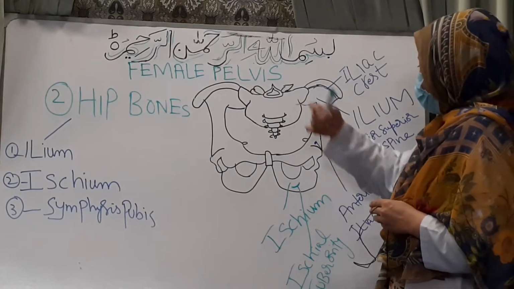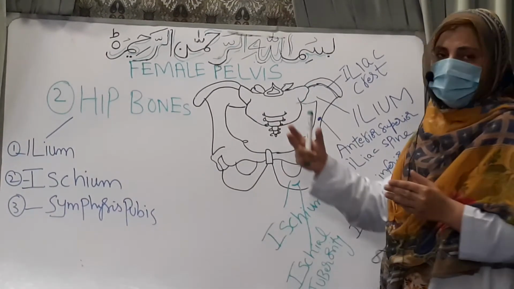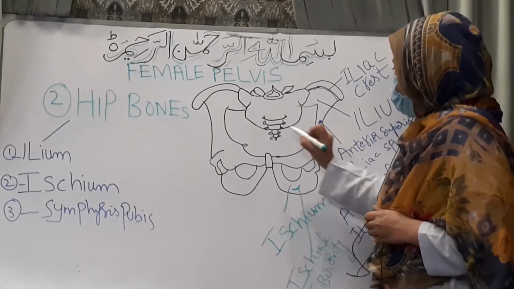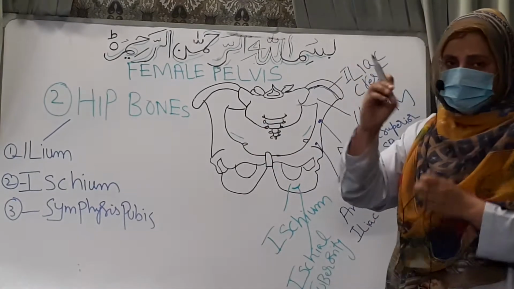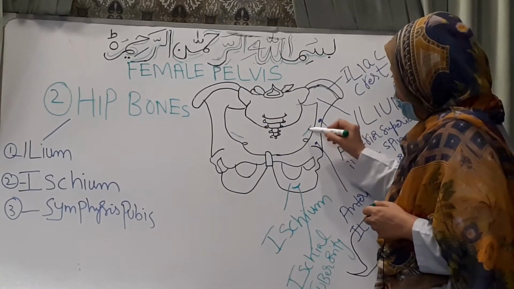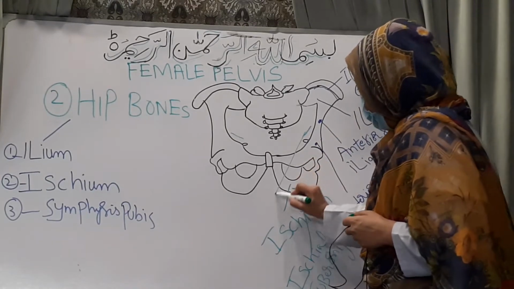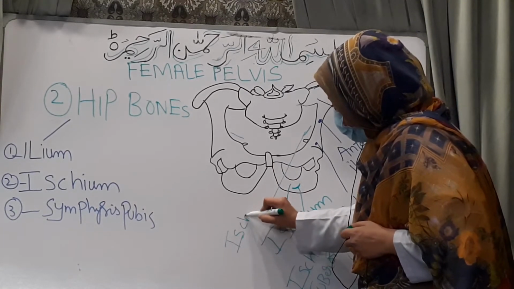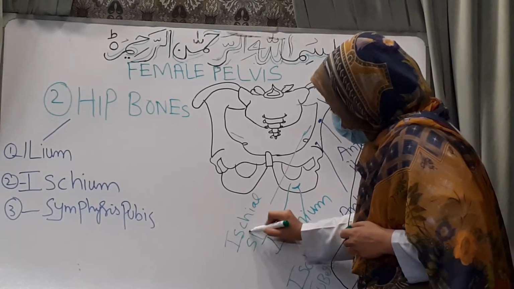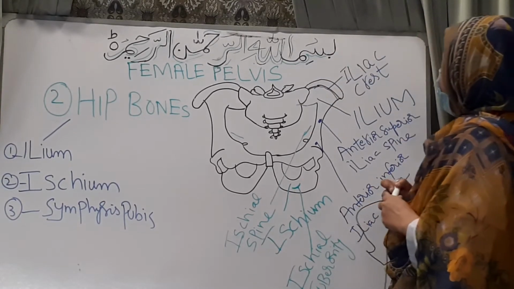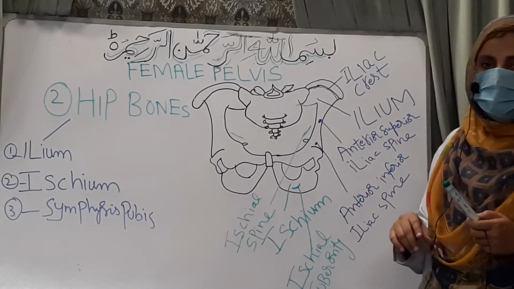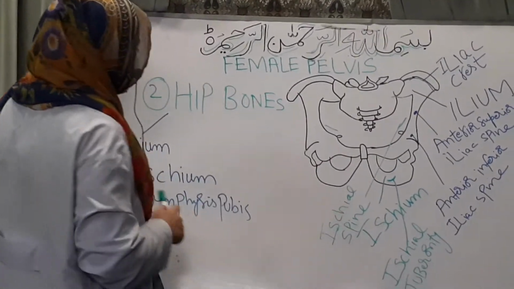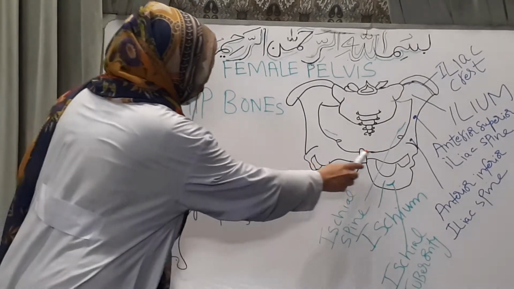Clear? Similarly, if we view the bone from the posterior side, here posteriorly in this area, ischium has a spine-like structure, which is known as ischial spine. Clear? Now we have discussed ilium and ischium, and now we discuss the third part of the hip bone, that is symphysis pubis. Look at this part of the bone.